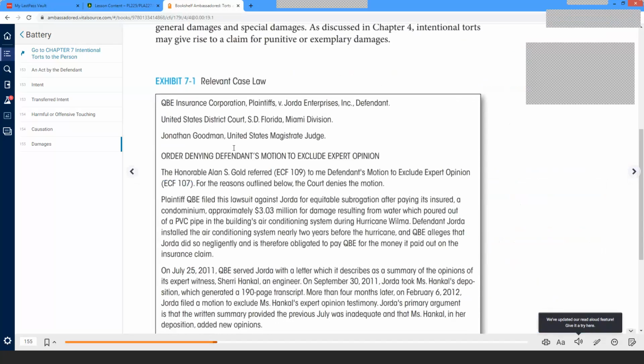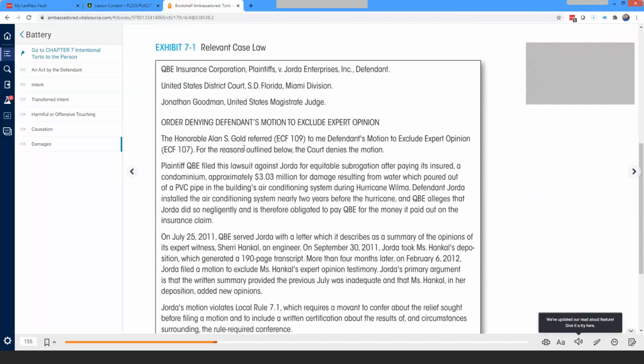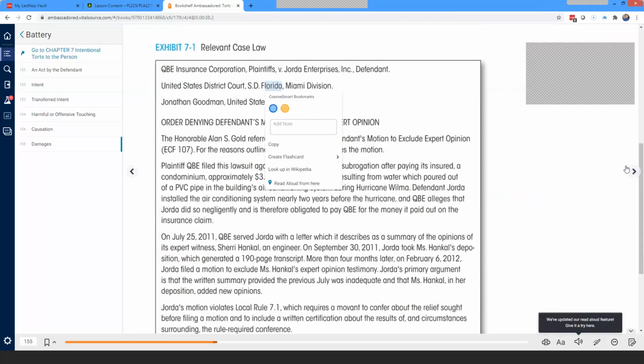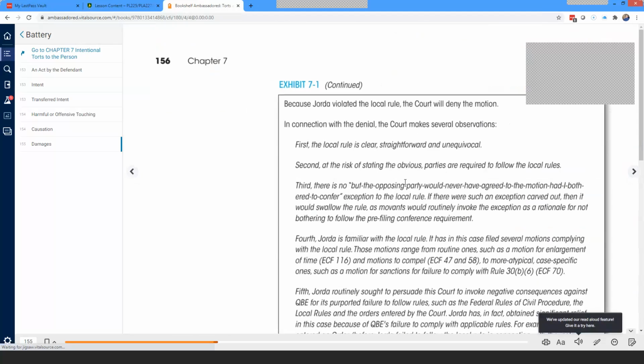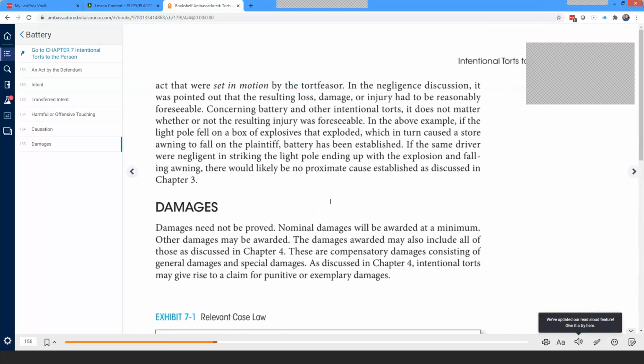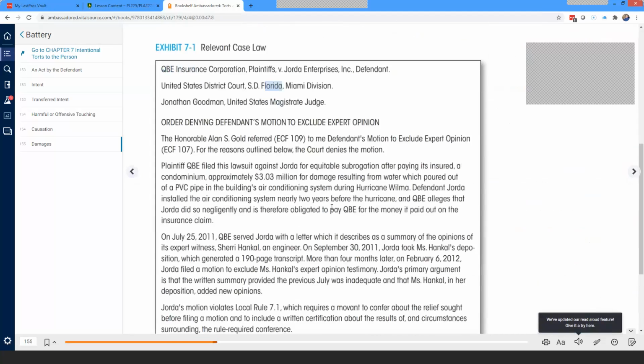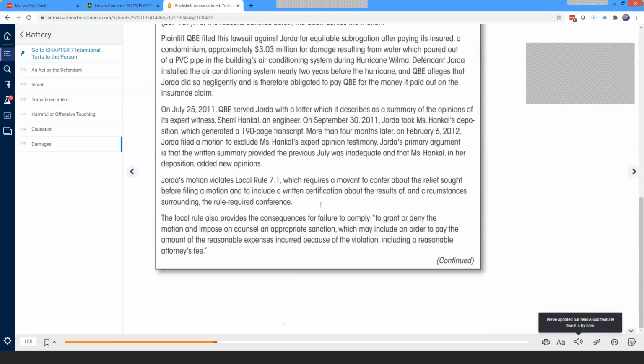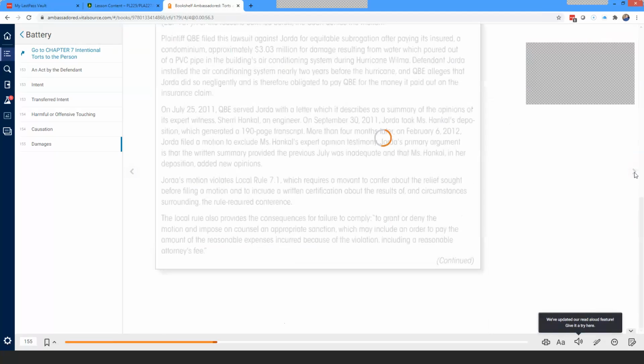And here's some case law from Florida. But I think you're going to find that the case law is not going to really give you the basics. It's going to give you some point of law.